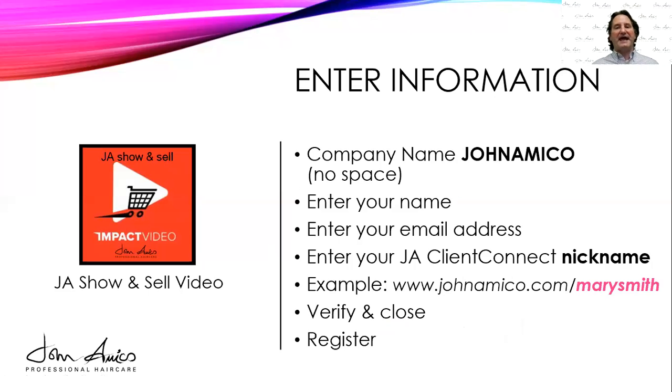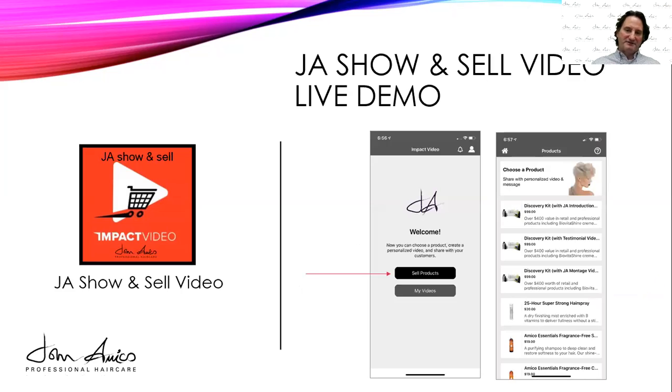Once you do that, it's going to ask for your first and last name. Enter that, your email address. Perfect. Then go ahead and enter your phone number, and then enter your John Amico Client Connect nickname. Again, it's only the nickname. Once you do that, you'll verify it. You'll hit in the upper left close. You'll scroll it up, hit register, and you're all set to go.